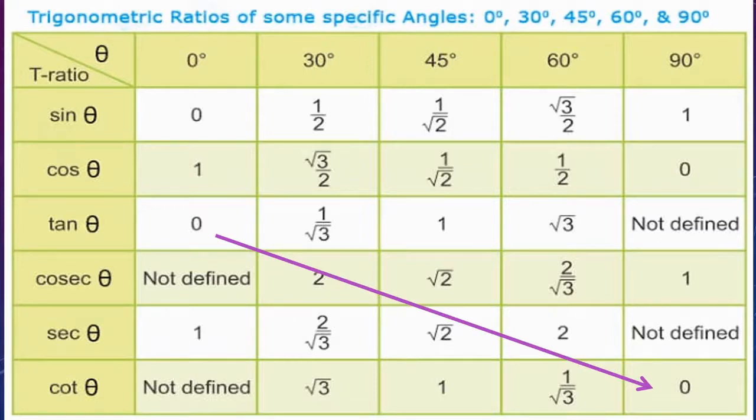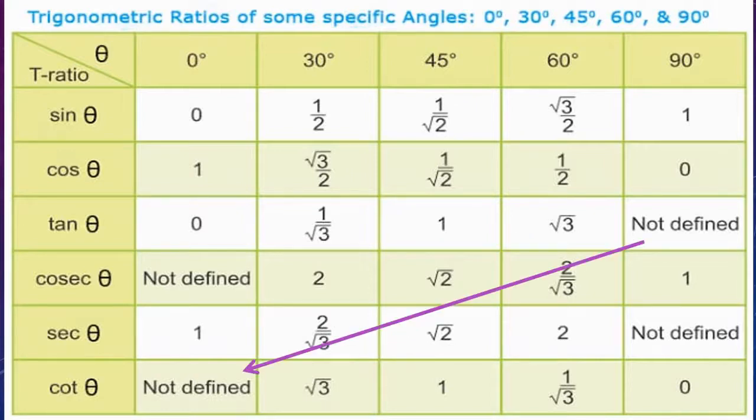So cot 90 degree is equal to 0. Which means tan 0 degree is equal to cot 90 degree. Tan 30 degree is equal to cot 60 degree, which is equal to 1 upon root 3. Tan 45 degree is equal to cot 45 degree, which is equal to 1. Tan 60 degree is equal to cot 30 degree, which is root 3. And tan 90 degree is equal to cot 0 degree, which is not defined.